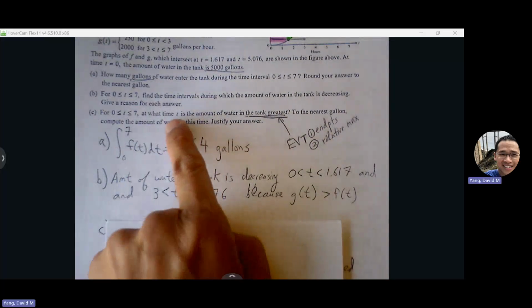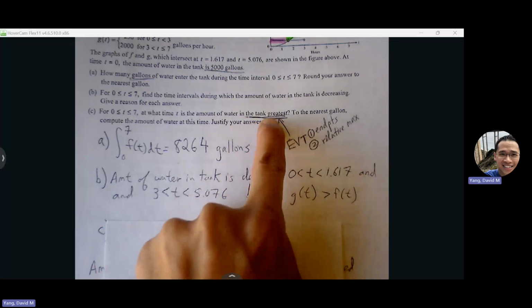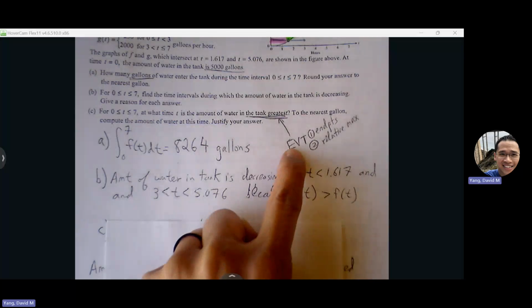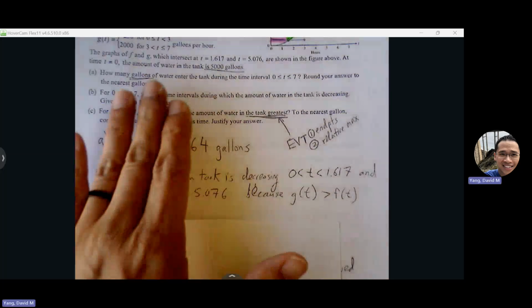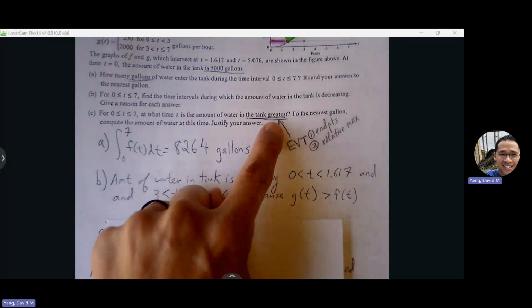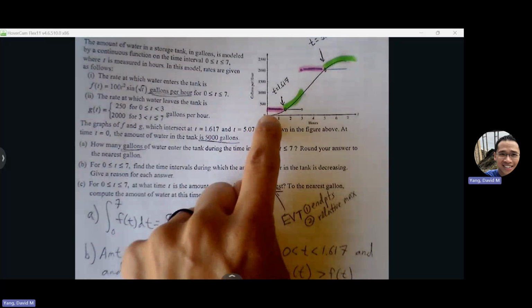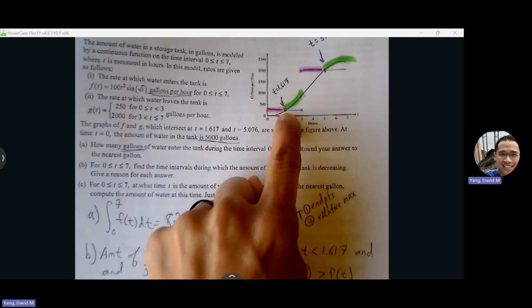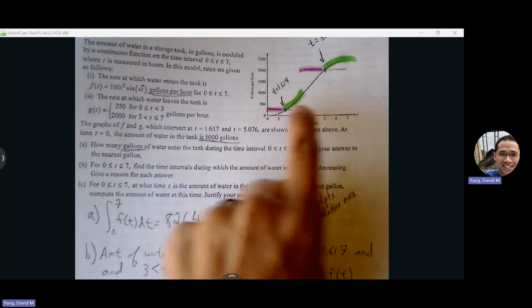Part C, at what time is the amount of water in the tank the greatest? So anytime we see least or greatest, max or min, we're involving the extreme value theorem. So we're going to test endpoints and critical points. But if we're asking for where the tank is greatest, do we need to test 1.6? This is going to be more of a relative min, right? This is going to be decreasing followed by increasing. We know that's not going to be a potential. It's not wrong if you test 1.6, but we don't need to test this. So that's a relative min.